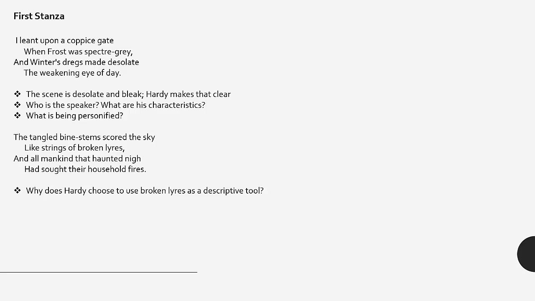The rhyming scheme of The Darkling Thrush is formulaic and traditional: A-B, A-B, C-D, C-D.